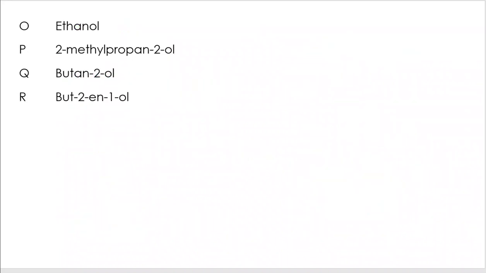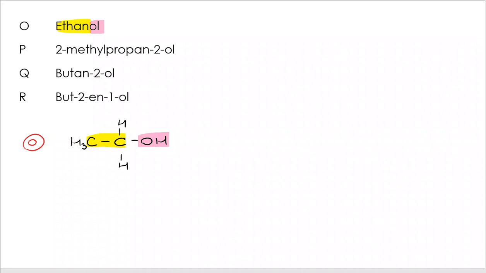Moving on to O, P, Q, and R. So for ethanol, I have 2 carbons in a chain and I have an alcohol group, an OH coming off it. That then means that I can fill in my remaining H's. Ethanol, CH3, CH2, OH.